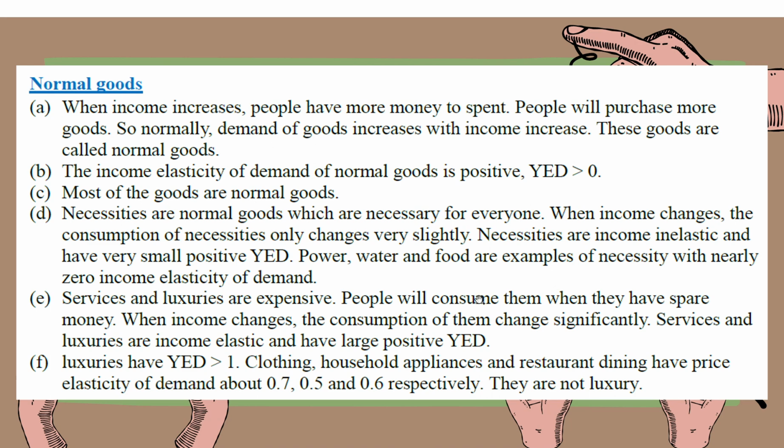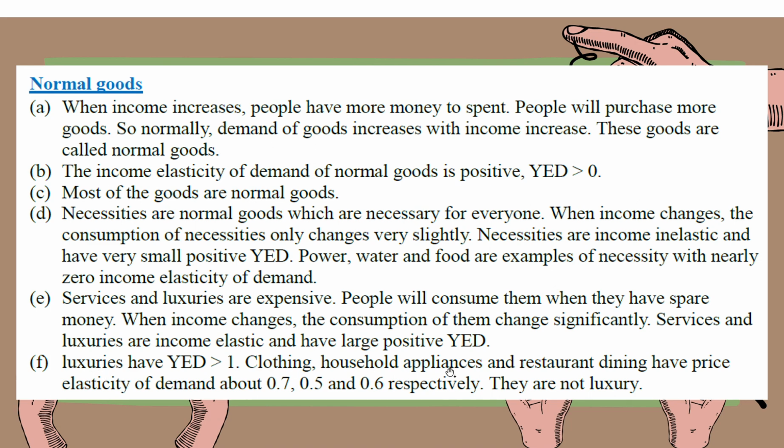Services and luxuries are expensive. When people have more money, they spare more money on them, so it is elastic. They have a large positive YED. Luxury even has a YED larger than 1. We always use a YED larger than 1 as the index to indicate whether it's a luxury or not.